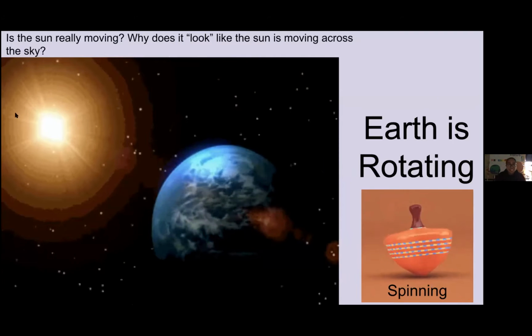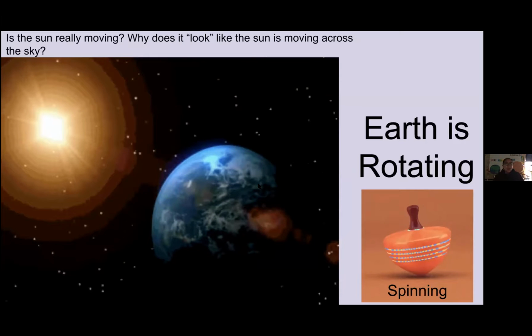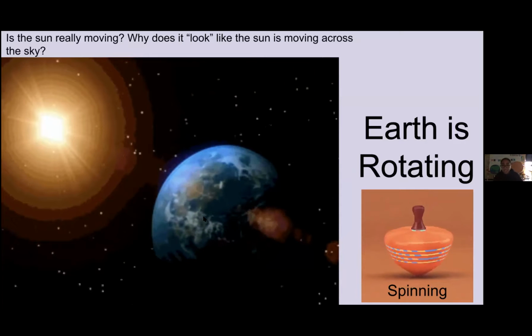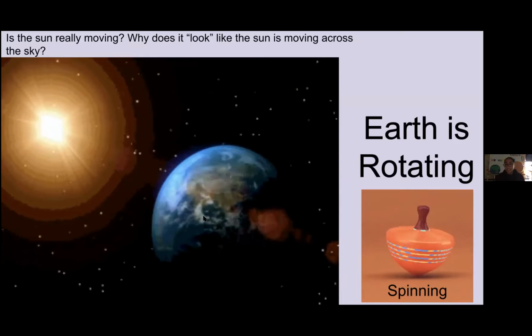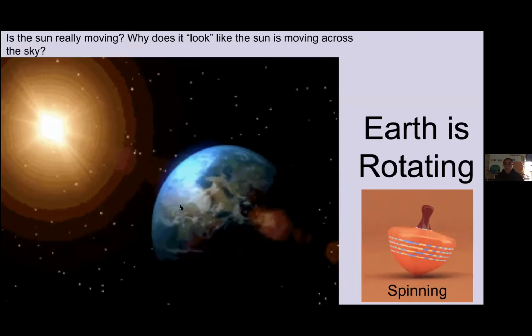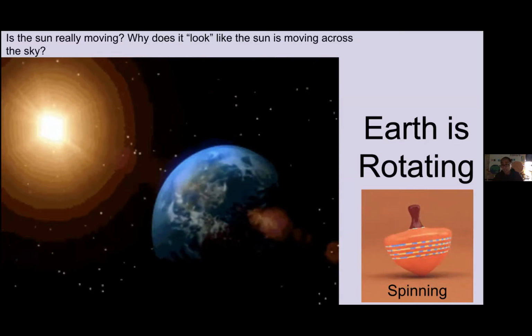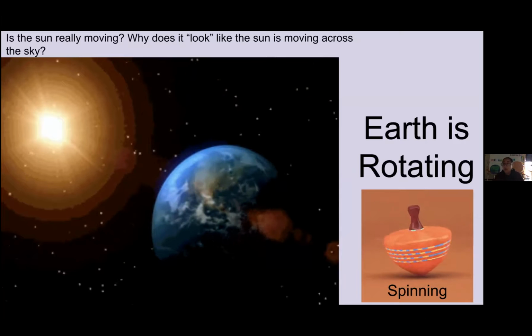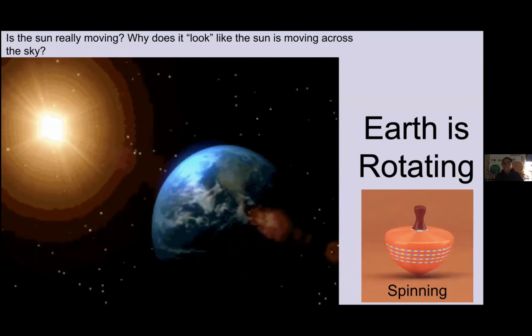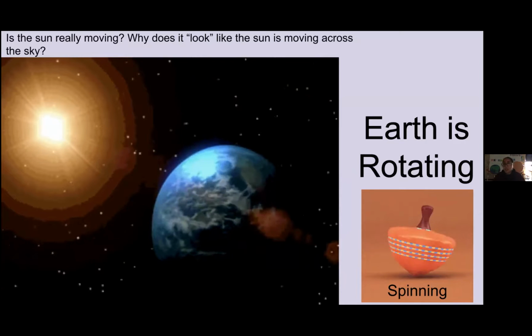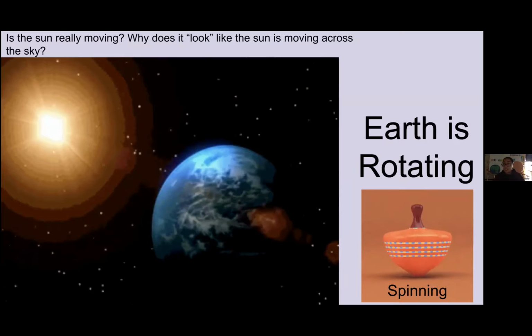So take a look at this picture over here. We have the sun and we have the earth. Which one is actually moving? So we have our earth over here. Our earth is doing a special motion or movement called rotating. See if you guys can say that big word. So rotating means to spin.